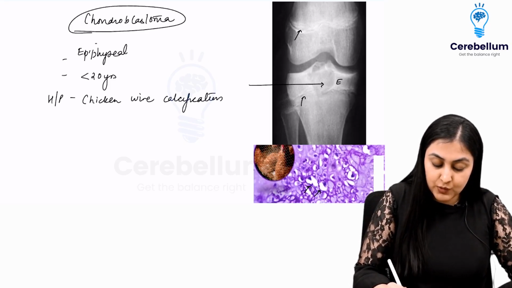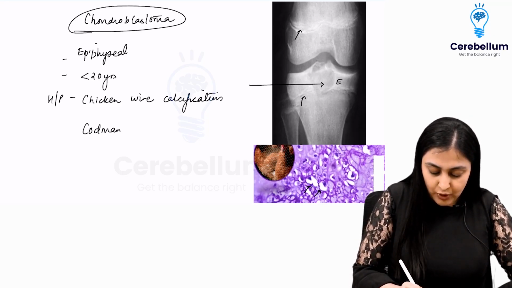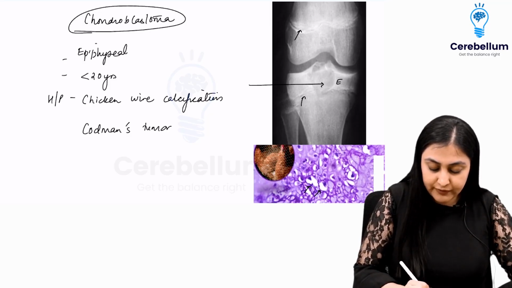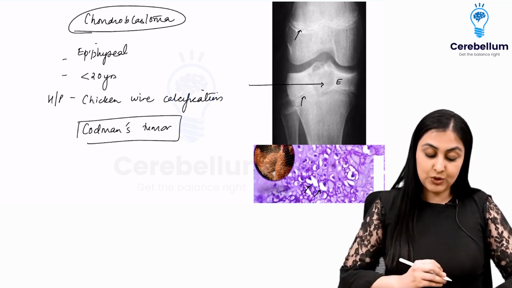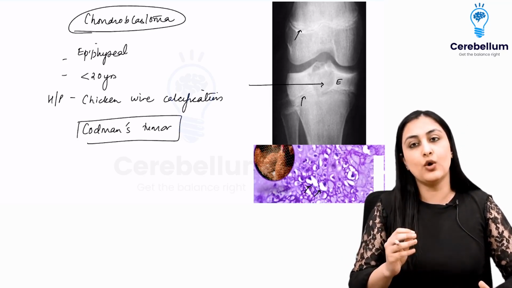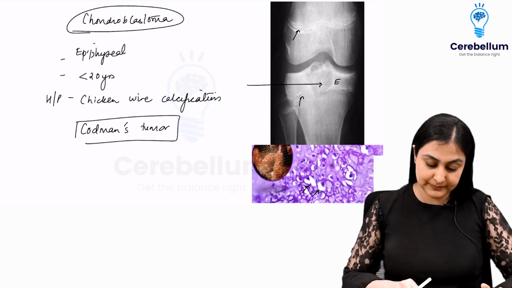One more point that you want to remember is that chondroblastoma is also called Codman's tumor. Don't confuse it with Codman's triangle. That is in osteosarcoma, but chondroblastoma is also called Codman's tumor. Alright, so this is about chondroblastoma.